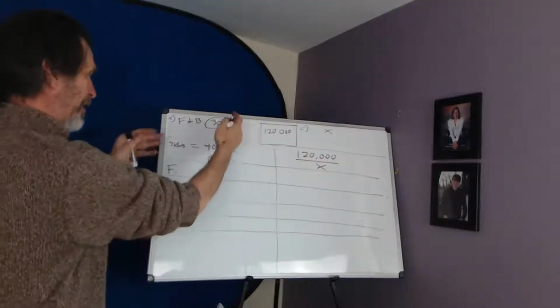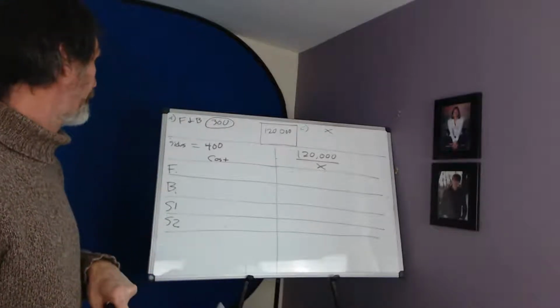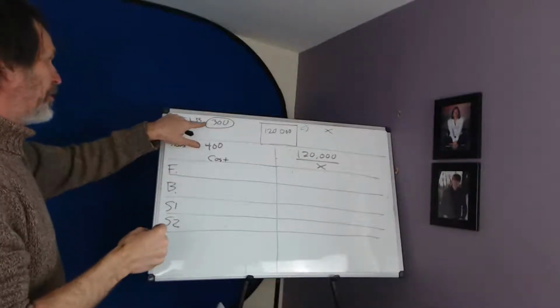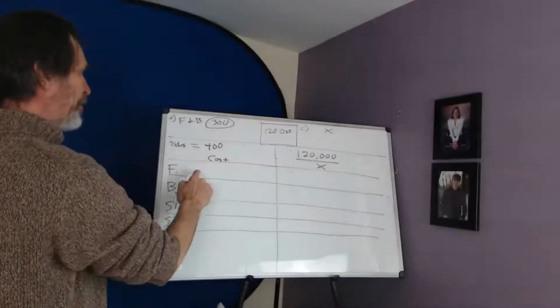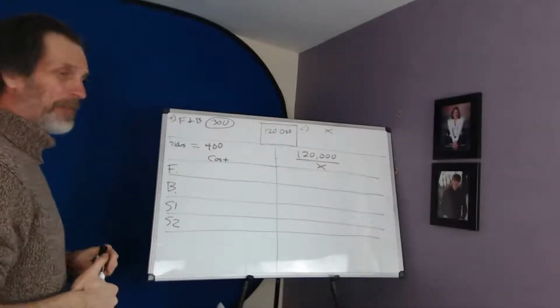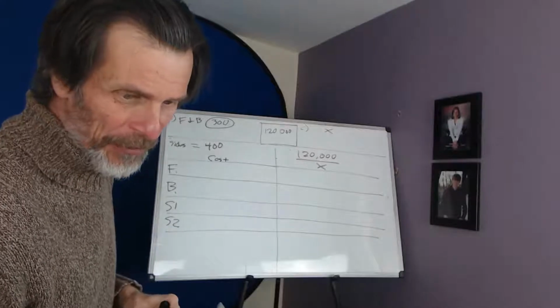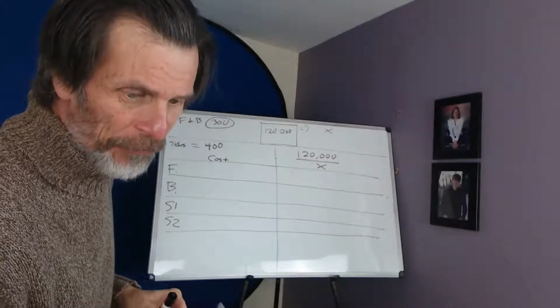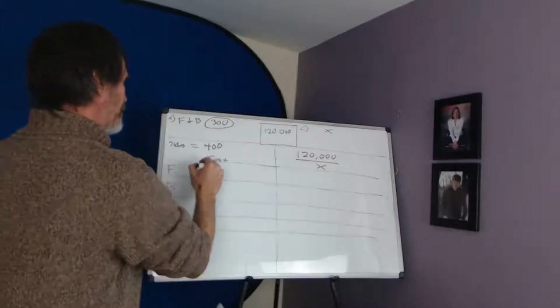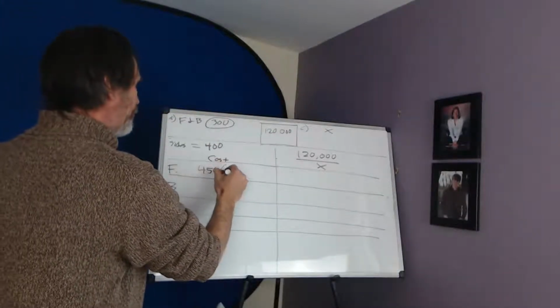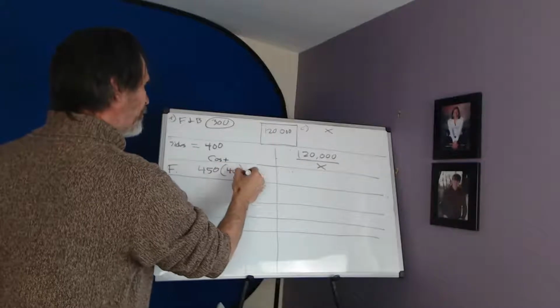Now we're going to calculate the cost. This scenario right here, the front and the back are 300 and the sides are 400. What's the front going to cost? Remember, the front was the more expensive. Every linear foot of that was $450. So the front would cost $450 per foot times 400 feet.